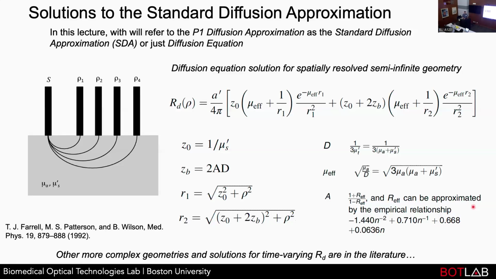This one's for semi-infinite geometry, where you're going off infinitely in X and Y and Z, but you have a boundary between your measurement device and, let's call it, the tissue. There are other more complex geometries and solutions for the time and frequency domain, and those are in literature, and we'll talk a little bit about them as the lecture goes on.